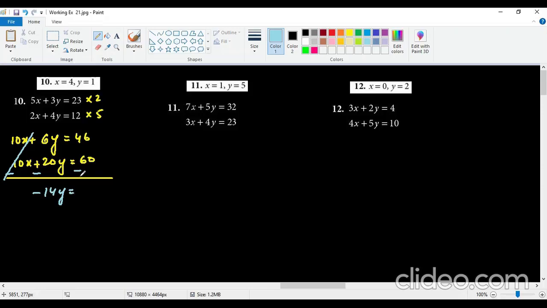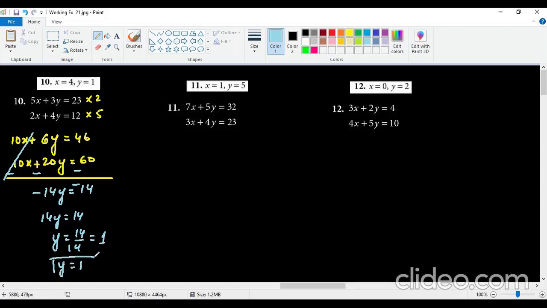60 minus 46 is going to give us negative 14, so negative 14y equals negative 14. That means y equals 14 divided by 14, which is going to give us 1. So y is equal to 1.